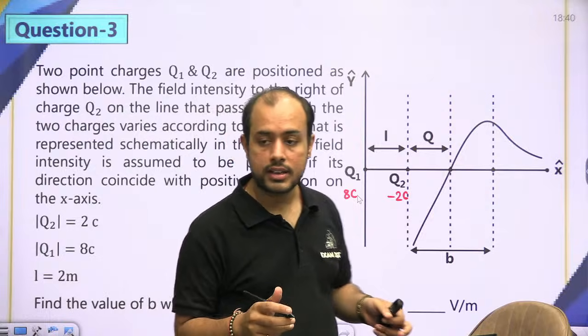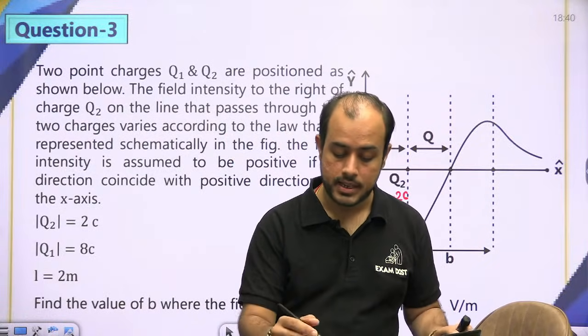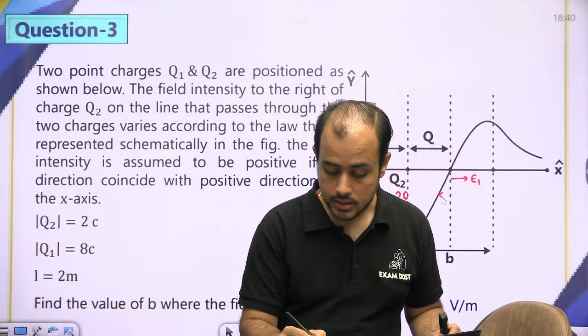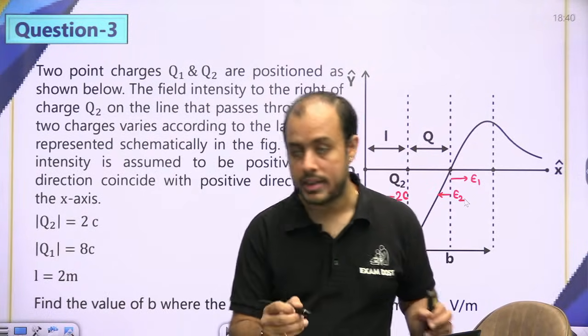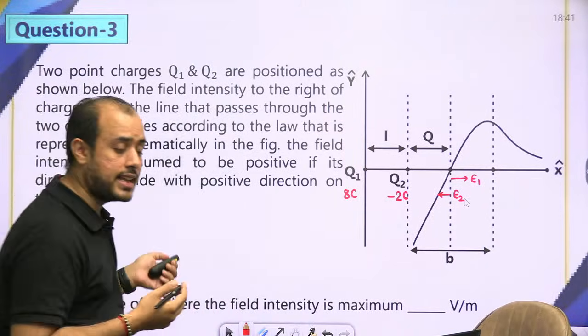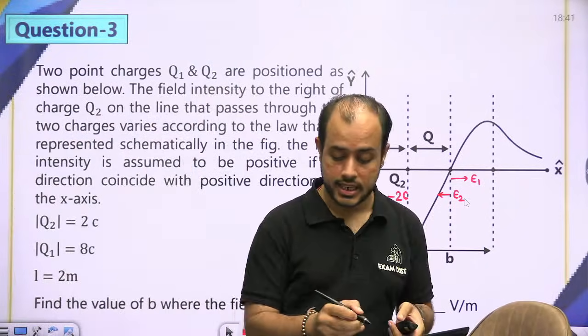Now, what is the electric field at B? Because of Q1, it will be positive. Because of Q2, it will be negative. Because of a positive charge, the field is away from the charge; because of a negative charge, it is towards the charge.